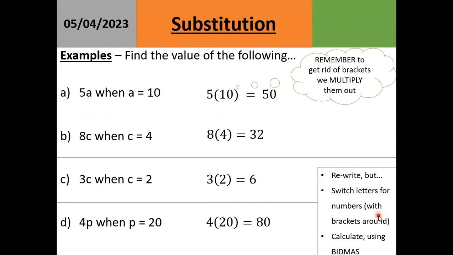So we rewrite it, switch letters with numbers, and calculate using BEDMAS. They use BODMAS sometimes, depending on what kind of book you're using. I prefer BEDMAS.